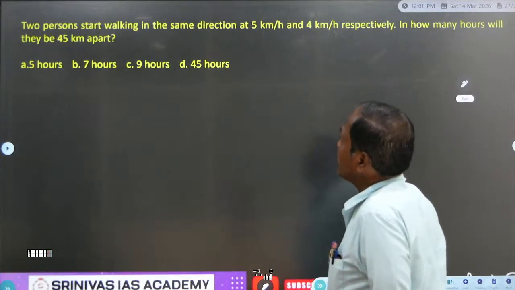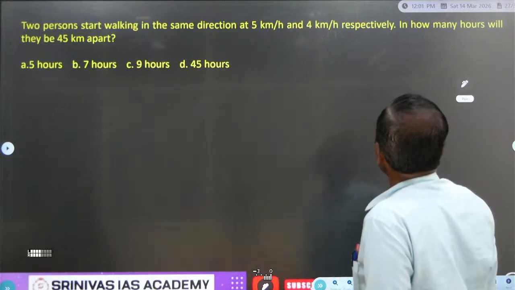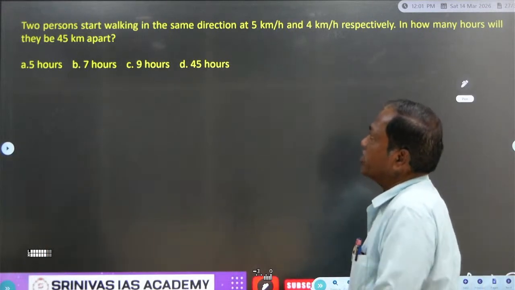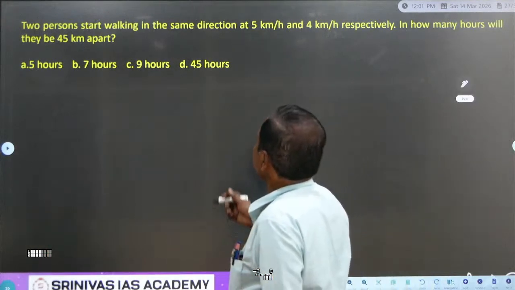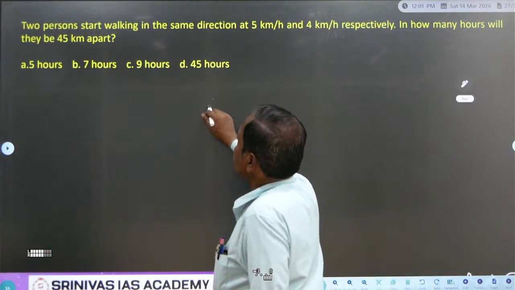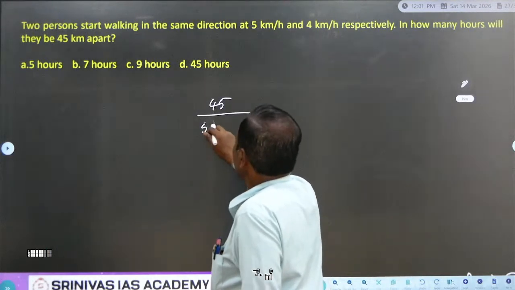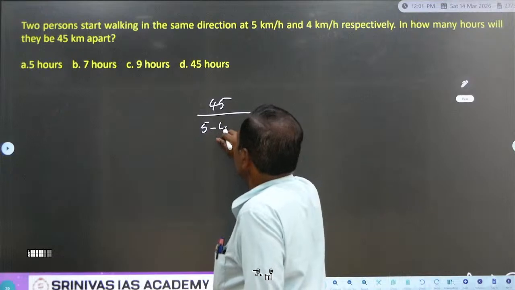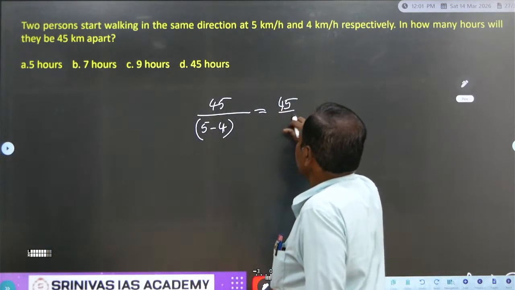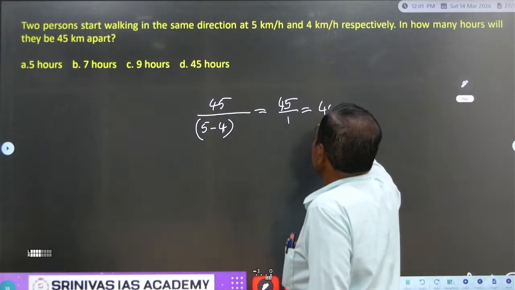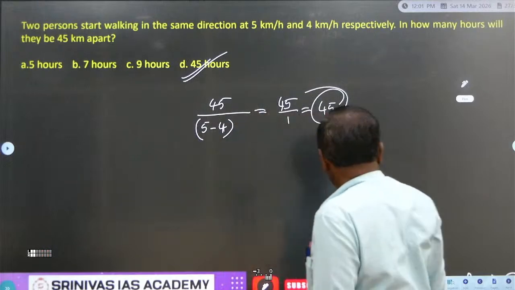Two persons start walking in the same direction at 5 km per hour and 4 km per hour respectively. In how many hours will they be 45 kilometers apart? 45 hours. What is the distance given? 45 by 5 minus 4, since it is the same direction. It means 45 by 1. So time taken is 45 hours. Option D.